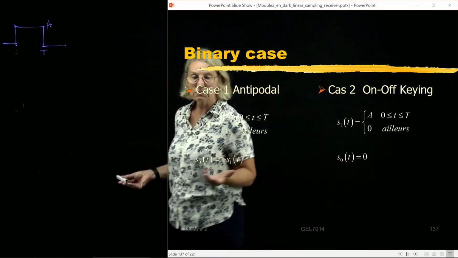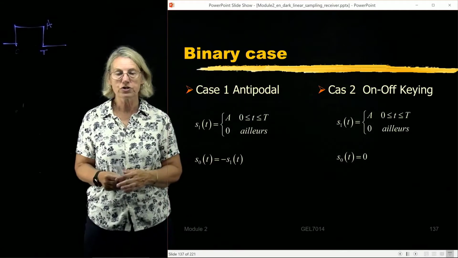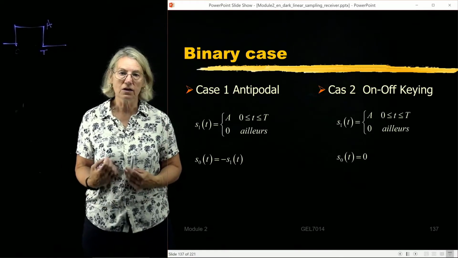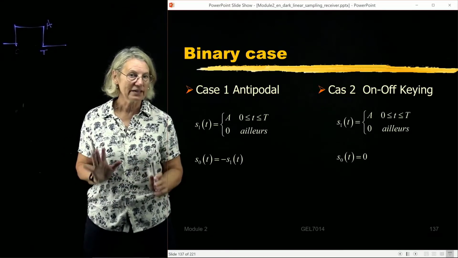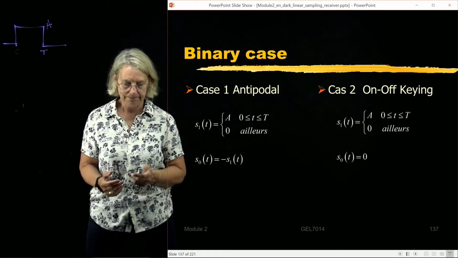Okay, so different strategies. Which one would be better or worse? How do we decide better or worse? What's a fair comparison? Those are the questions we're going to be answering now as we examine these two very simple choices.